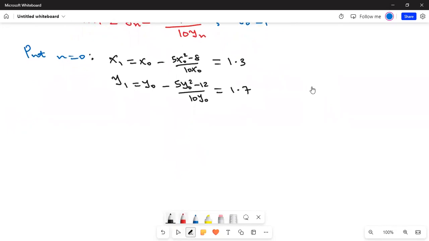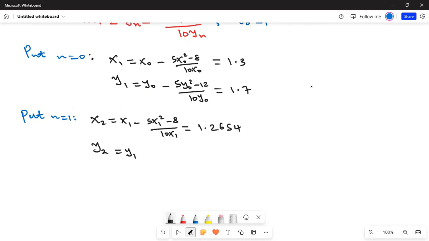Let us proceed to when n is equal to 1. Put n is 1. What are we going to get? X2 is equal to x1 minus 5x1 squared minus 8/10x1. That will give us 1.2654. And y2 is equal to y1 minus 5y1 squared minus 12/10y1. When you press, you need to get 1.5559.